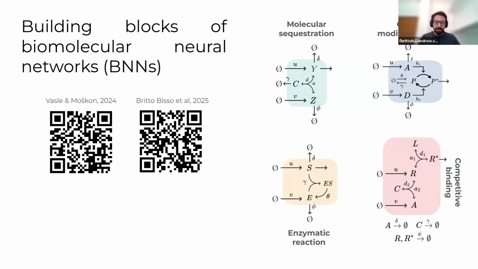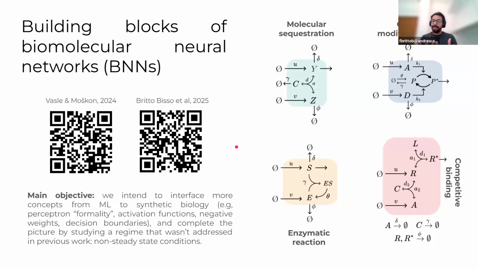And in this chronology, considering the other work that has been done in the literature, what we did here is basically we tried to complete the picture. We tried to interface concepts from machine learning to synthetic biology. So in this work, we formally introduced concepts such as the perceptron. We introduced activation functions mathematically. We came up with ideas to do negative weights and showed that they could be done experimentally. And we worked on the concept of decision boundaries as well, because we are trying to solve a classification task.